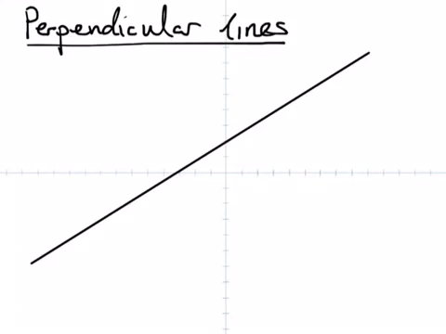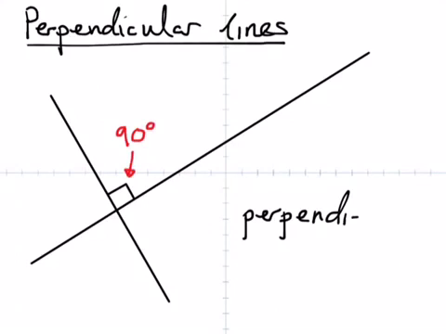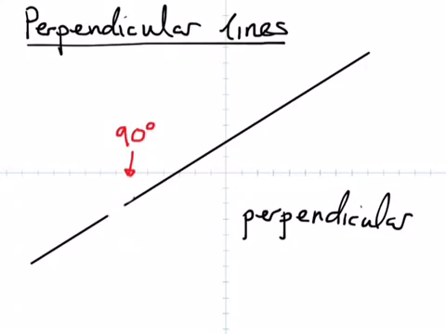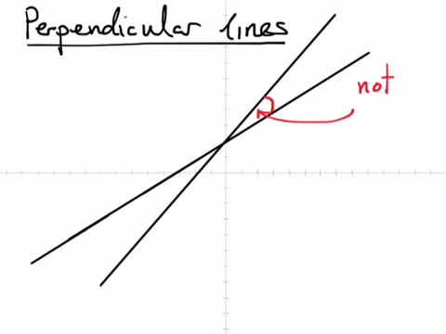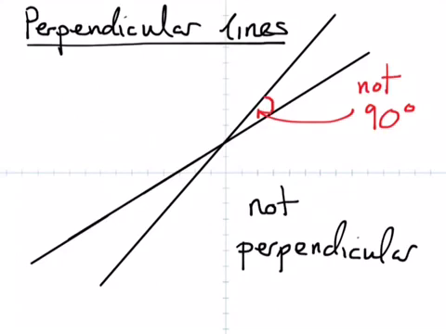So let's just double check that everyone knows what perpendicular lines are. Okay, so if I've got this line here, then a line's perpendicular to it if it intersects it at 90 degrees. If it doesn't intersect it at 90 degrees, then it's not perpendicular. So these two lines are not perpendicular, the other two are.